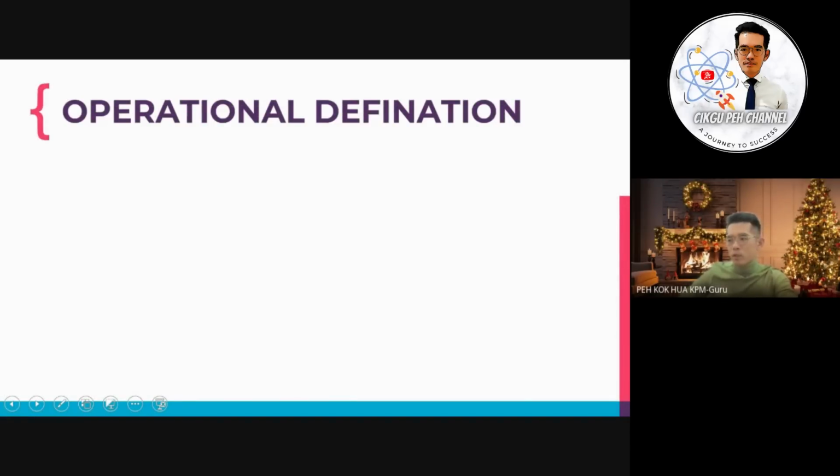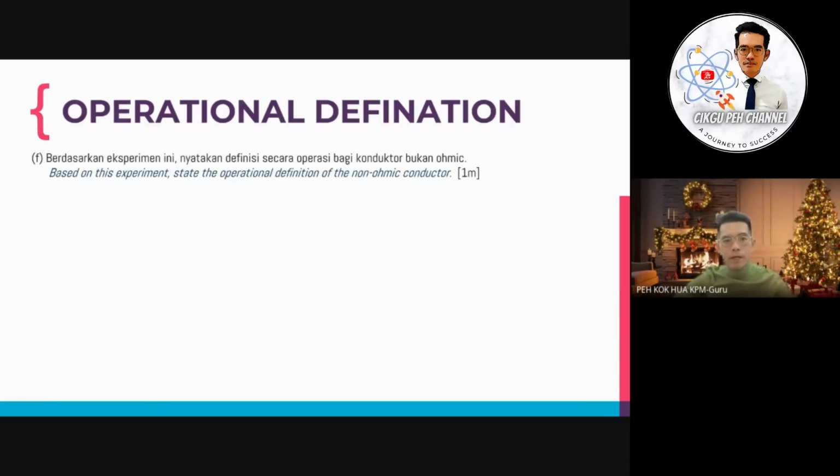Okay, so we already finished discussing the 15 mark question that I designed just now. Here will be the other common questions related to my sample question. The operational definition for the experiment can be asked. So it will be like this: based on this experiment, state the operational definition of the non-ohmic conductor.